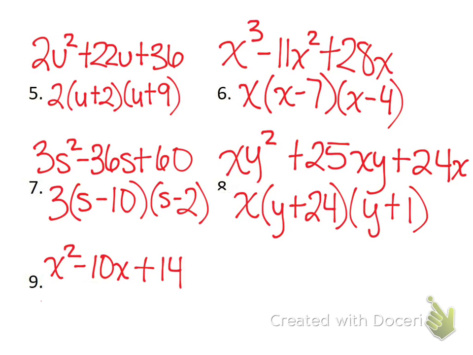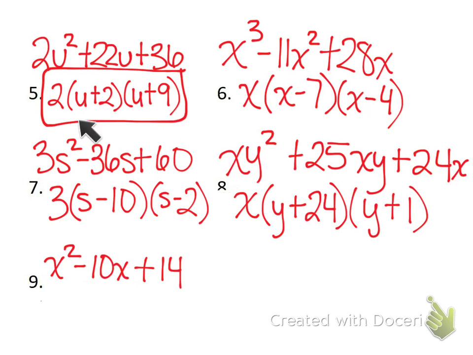So on number 5, we should have ended up with 2 times u plus 2 times u plus 9. So on these ones, the numbers don't have to add up to the middle number? So it won't look like the numbers add up to the middle number. That's a good question. So it doesn't look like 2 plus 9 is going to add to 22, right? But it doesn't because what did we do before we came up with the 2 and the 9? We took out a 2.